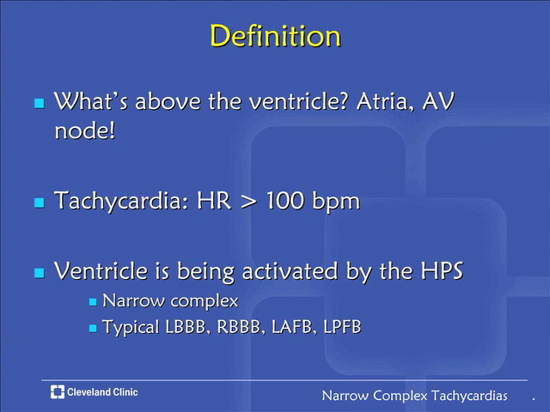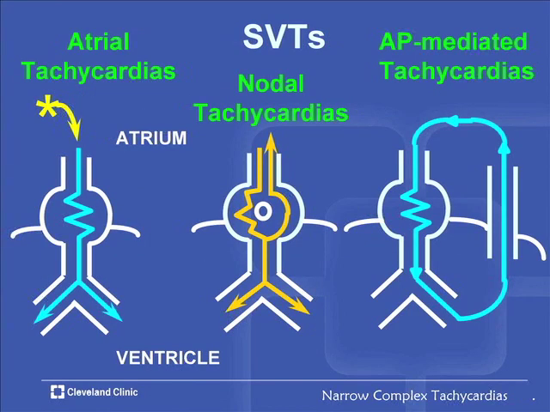Because the signal is originating above the AV node or inside the AV node, the ventricle will be stimulated or activated through the His-Purkinje system. And thus, you're going to have a narrow complex tachycardia. However, sometimes in patients who have a sick His-Purkinje system, you end up getting a tachycardia with a slightly wide QRS, and that's due to a right bundle branch block, a left bundle branch block, or IVCD.